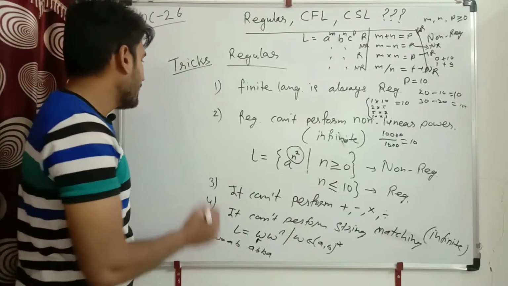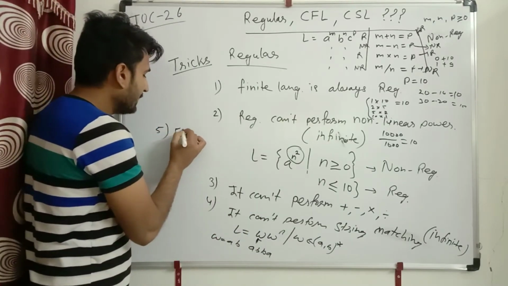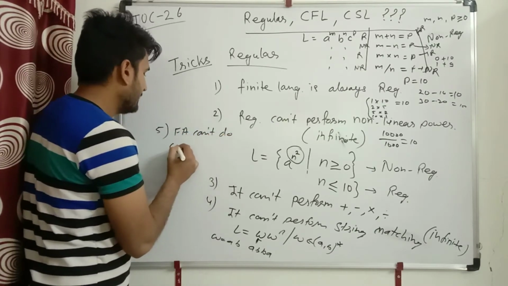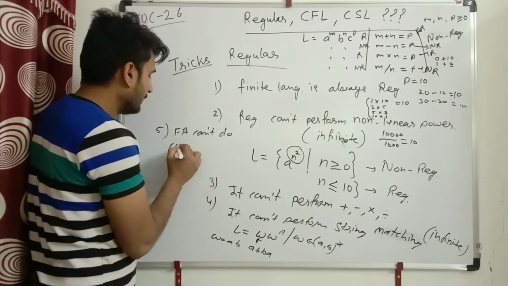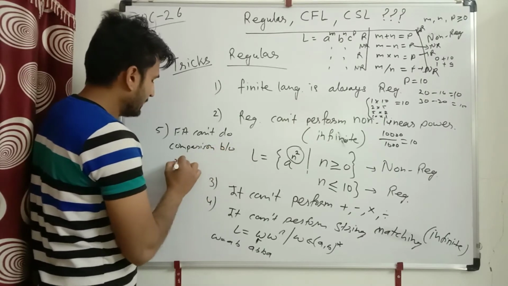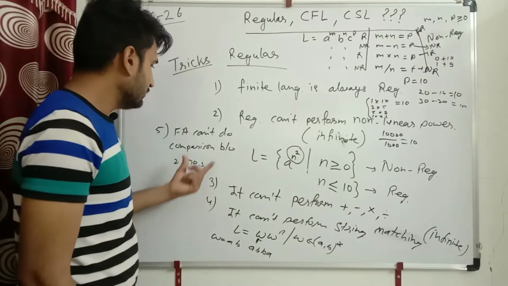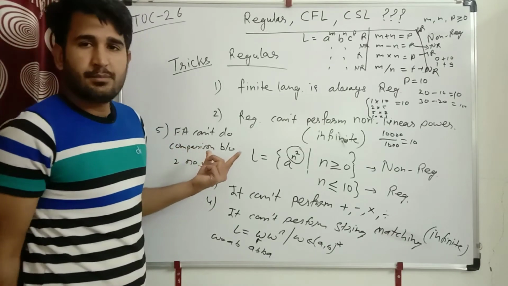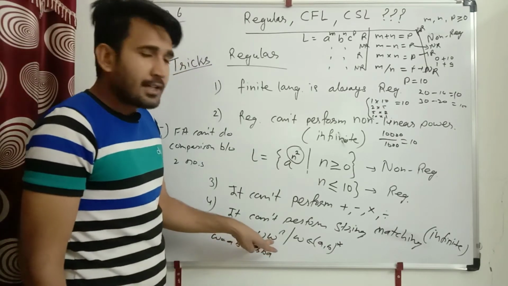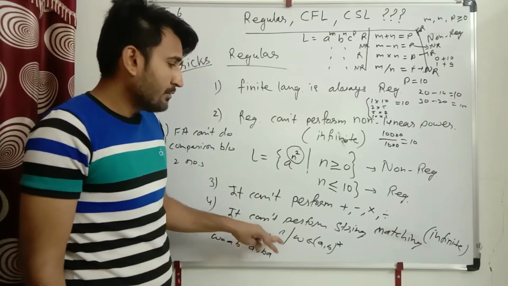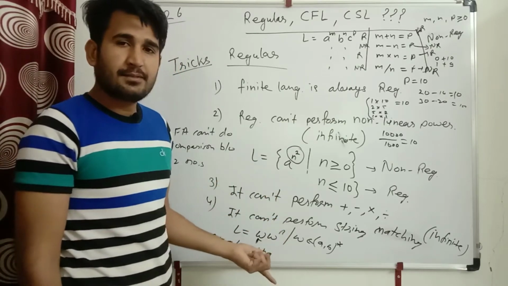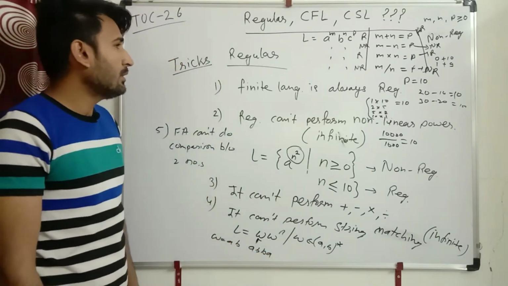Next point, finite automata can't do comparison between two numbers. In this example, we see it can't perform string matching. For string matching, we need comparisons, so it can't do comparison, and so it can't do string matching. Please note down all the points.